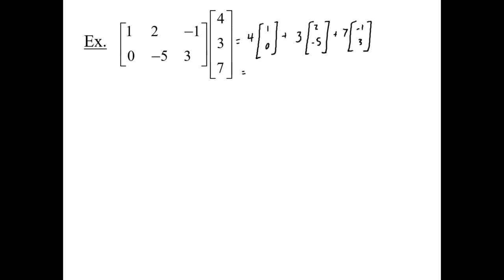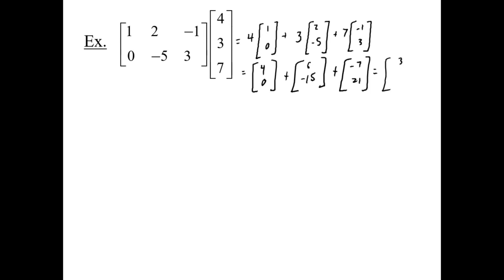Anyway, let me simplify this. So this becomes 4, 0 plus 6, -15 plus -7, 21. If I add those all together, 4 plus 6 minus 7 is 3. Then 0 minus 15 plus 21 is 6. So the result here is the vector, excuse me, 3, 6. Awesome.